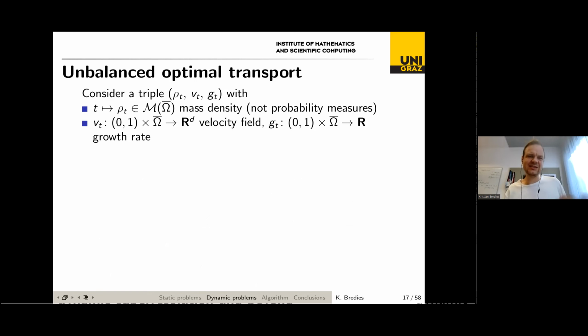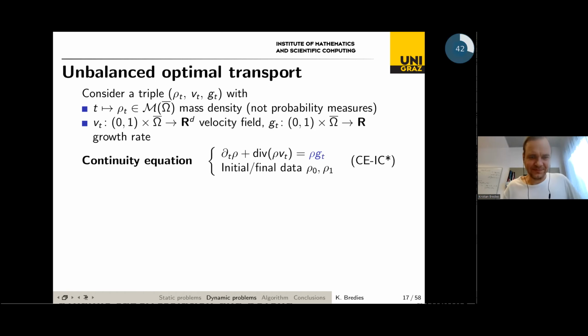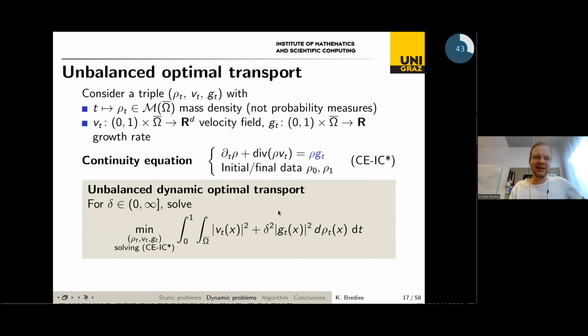Fortunately, there is the concept of unbalanced optimal transport that we can use here. In addition to the velocity field, you also have a growth rate. And then you model the curve evolution, the measure evolution, as follows. The continuity equation is not homogeneous, it has a right hand side, and the growth rate corresponds to the sources that you can have. And of course, the initial and final data are still the same.